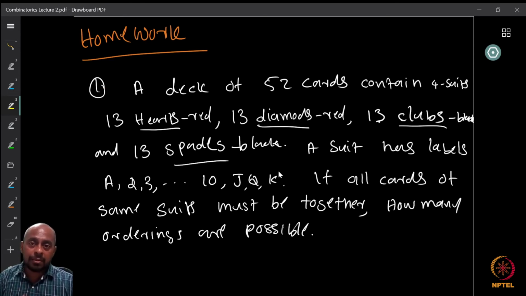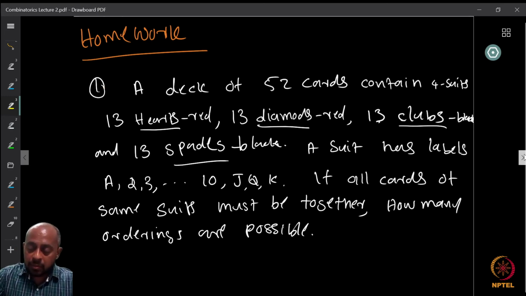How many distinct orderings are possible for the cards? You put them in one stack, but then we order them in different ways. How many different ways can we do this? So this is your first homework.